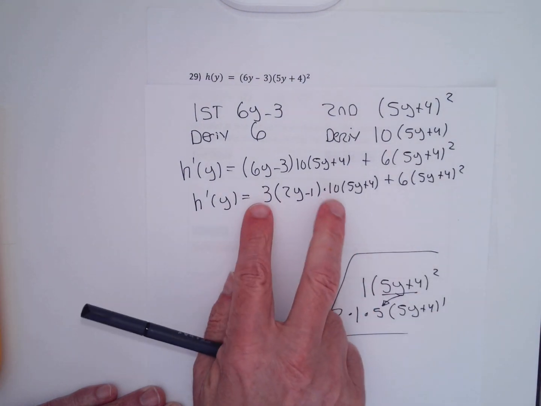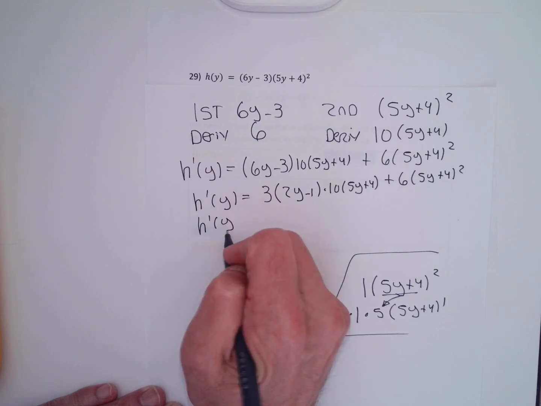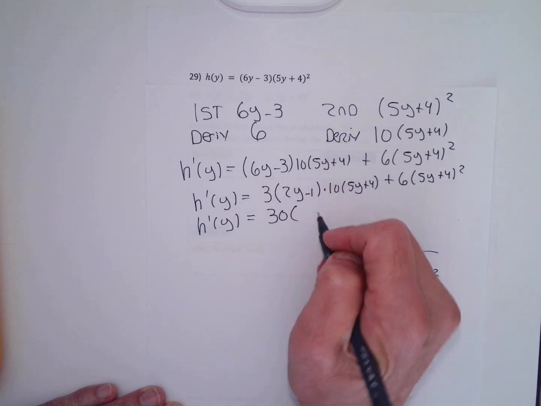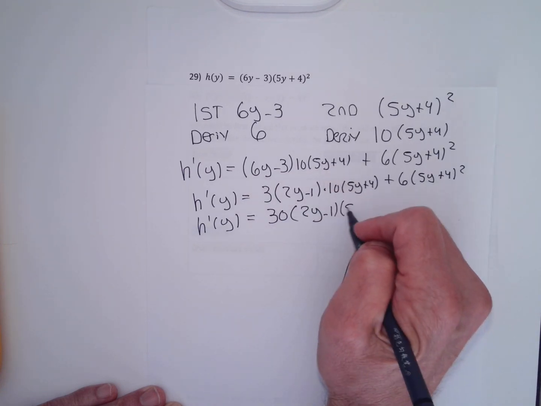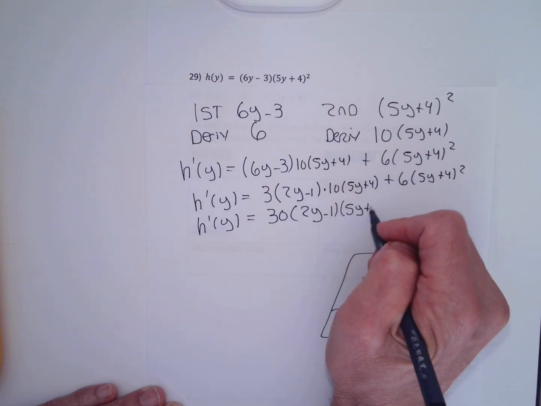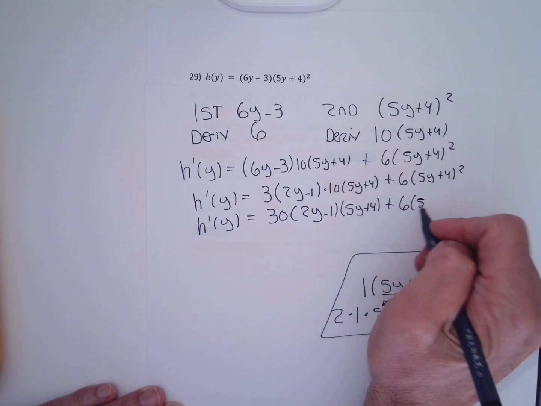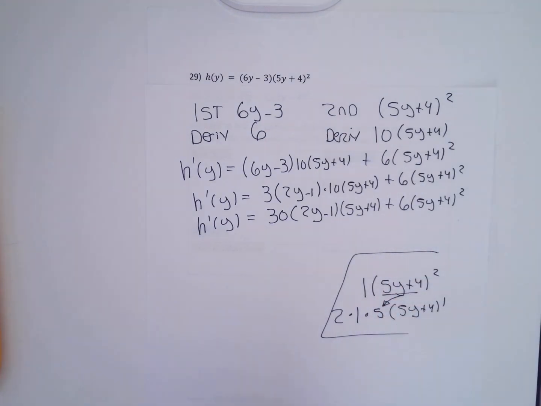So I'm going to multiply that 3 and that 10 and get 30 times (2y minus 1) times (5y plus 4). The calculus is not grunge. The algebra to get an answer looking pretty is ridiculous. All right, now I'm set up where I can pull out common factors.